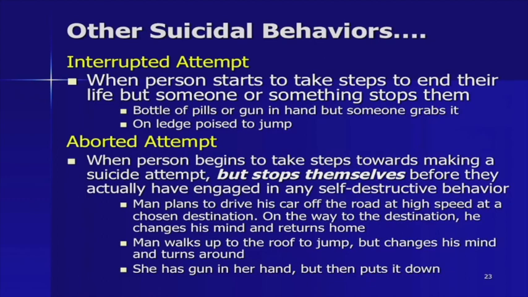And the first one is called an interrupted attempt. That's when a person starts to take steps to end their life, but someone or something stops them. So he's on the ledge, poised to jump, and the policeman grabs him back. She has a gun in her hand. Somebody grabs it out of her hand. An aborted attempt is exactly the same thing, but they change their own mind. They stop themselves. He goes up to the roof. He turns around and changes his mind. She has a gun in her hand. She puts it down. He plans to drive his car off the road at high speed. On the way, he changes his mind and returns home.